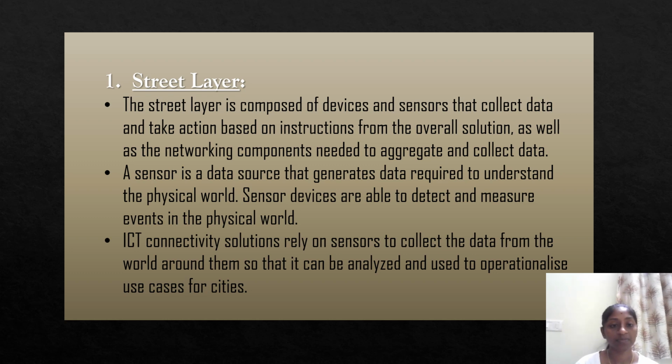Street layer. This is the first layer. The street layer is composed of devices and sensors that collect data and take action based on instructions from the overall solution, as well as the networking components needed to aggregate and collect the data. A sensor is a data source that generates the data required to understand the physical world.